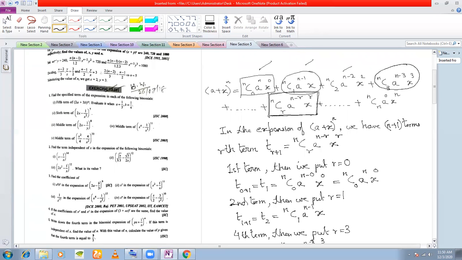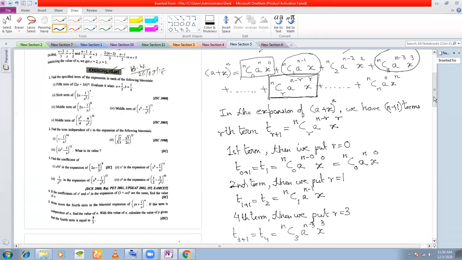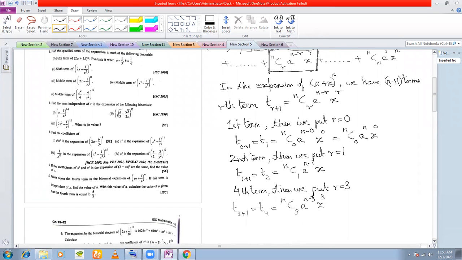So whatever term you want to find out, you just subtract 1 from it, you get the value of r, and then you get that particular term. This is called the general term of a binomial. Any term of a binomial is this: T(r+1) = nCr a^(n-r) x^r.